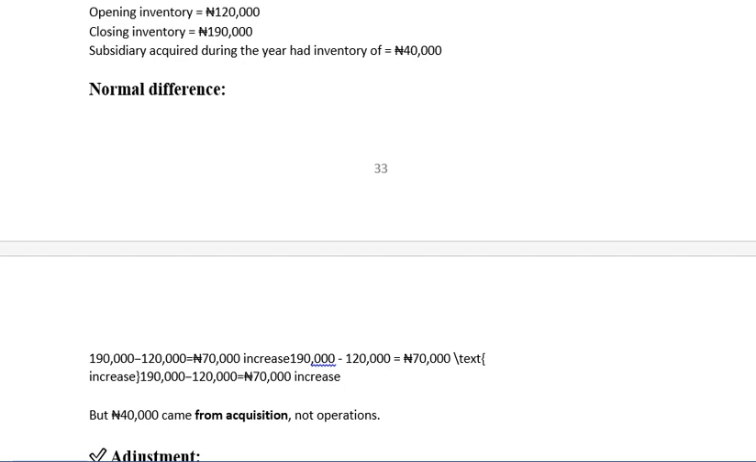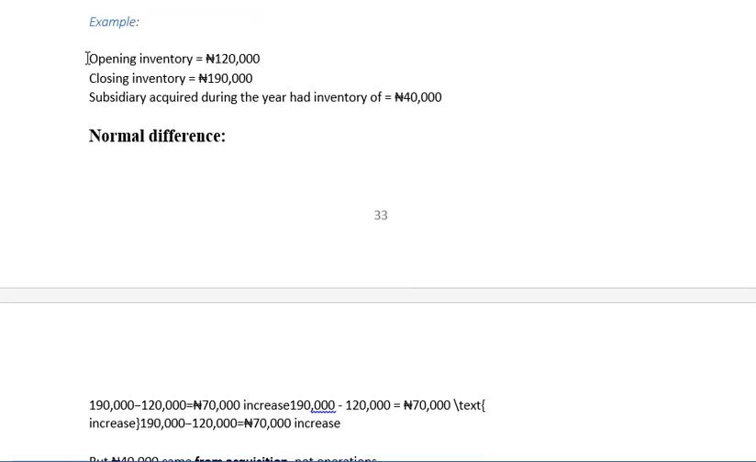Your inventory at the beginning of the year was 120. The question is on the screen now. Your inventory at the end of the year was 190. Is that an inflow or an outflow? It's a cash outflow. Why do you call it an outflow? Why do you call it an inflow?